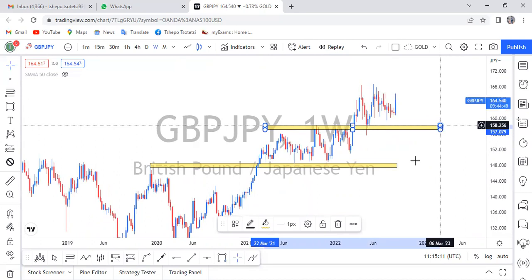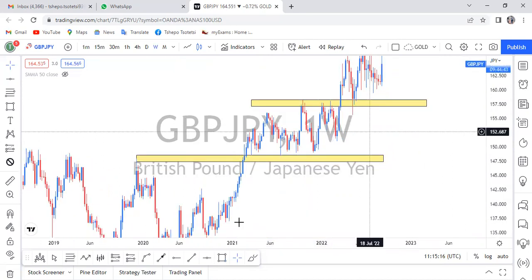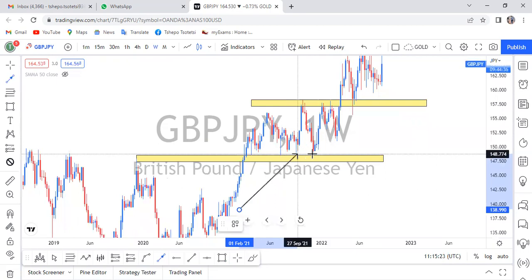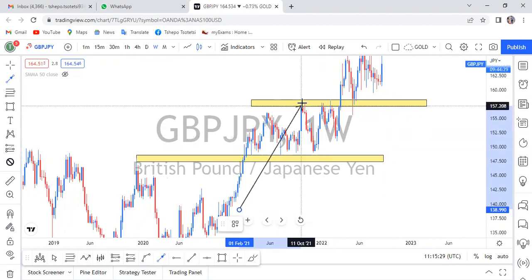So how do we spot our support? We look at multiple touches. As we can see, we have the first touch here, second, third, fourth. So we have 4 touches. So this is a strong support zone. And when we look at resistance, we have a first touch, second, and third touch here.